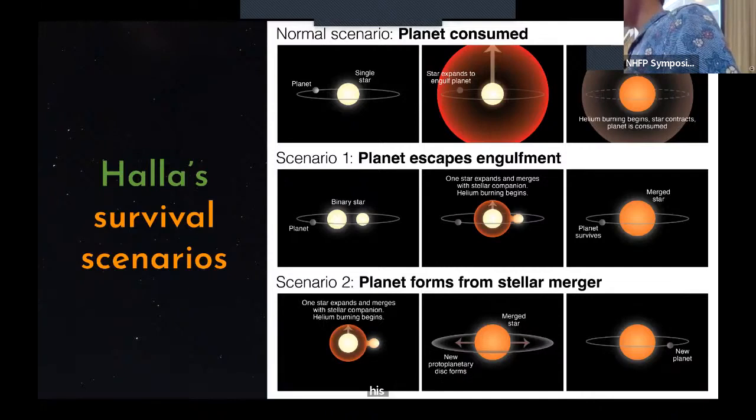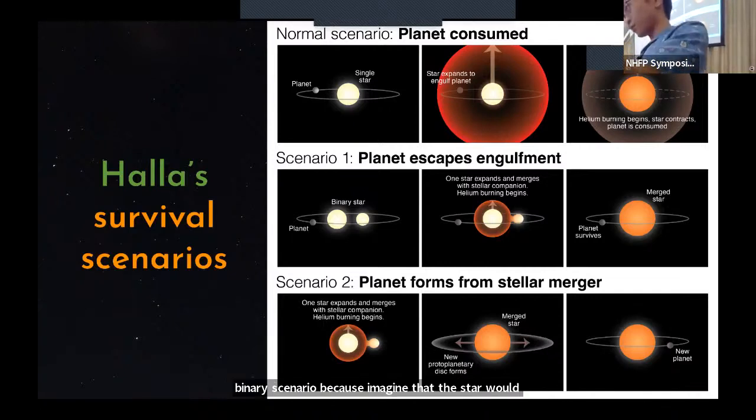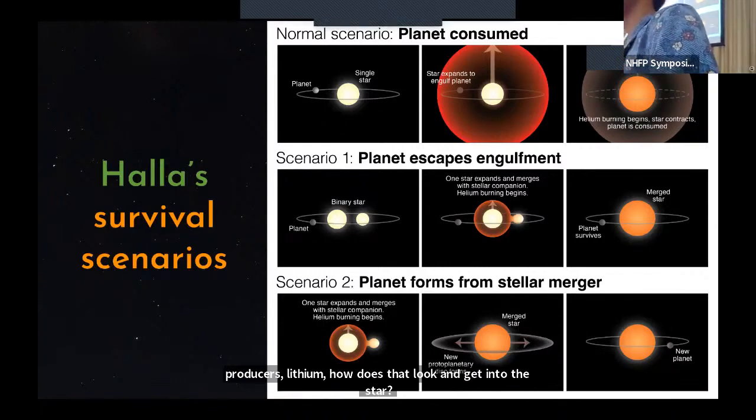Yeah, I've heard about the presence of lithium in novae itself. I'm not quite sure how that would fit into a binary scenario, because imagine that the star would have to reform at some point. I'm not sure. If the novae produces lithium, how does that lithium get into the star? That's not quite clear to me. Yeah, we could talk more about this.